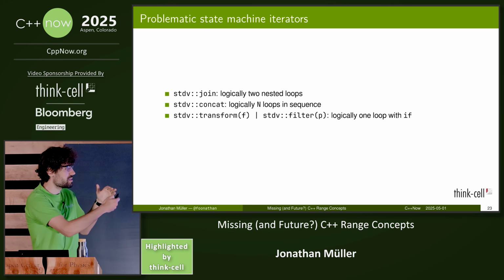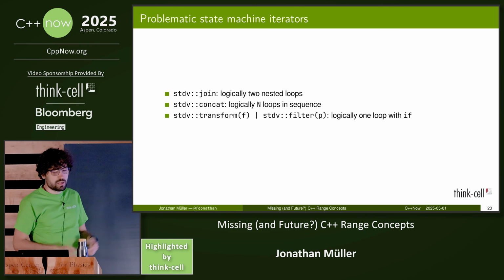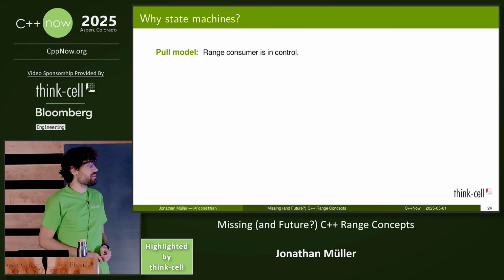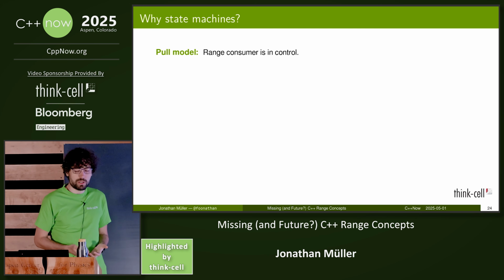And the optimizer, there isn't really a lot that the optimizer can do unless it knows that the predicate doesn't have side effects. So why do we have the state machines? We have the state machines because ranges are a pull model, where the range consumer is in control, right?